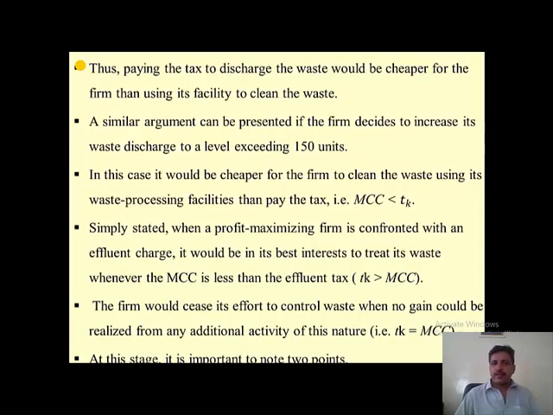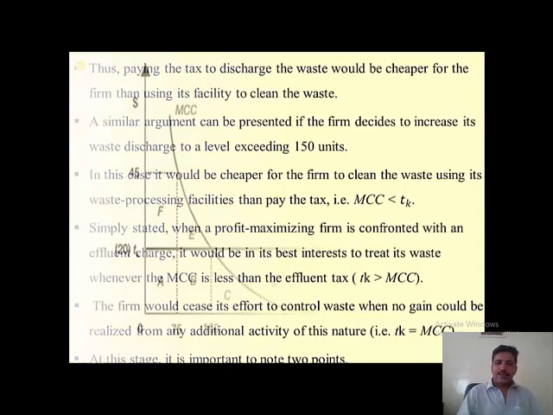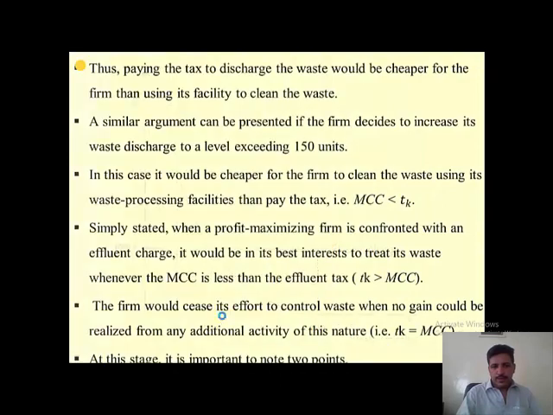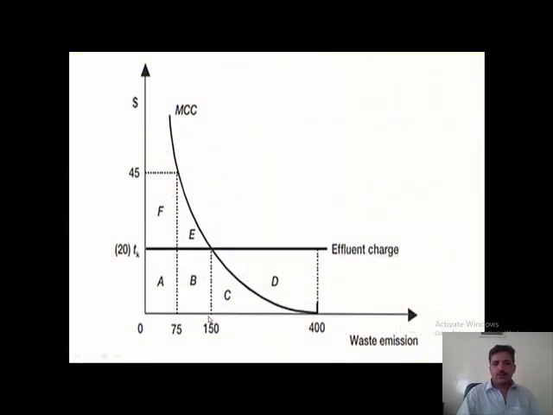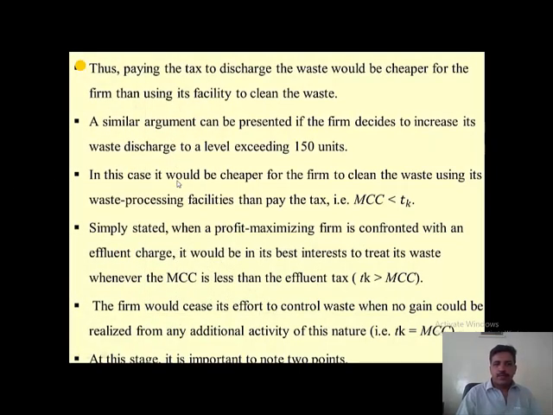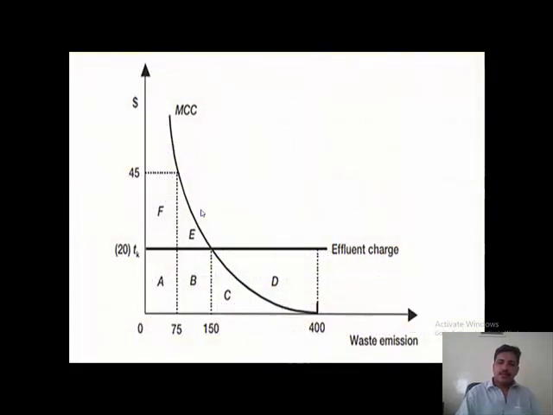A similar argument can be presented if the firm decides to increase its waste discharge to a level exceeding 150 units. Because if it discharges in this range, the effluent charge will be greater than the MCC, so the firm would like to clean its waste itself. In this case, it will be cheaper for the firm to clean the waste using its waste processing facility than to pay tax, because we see in this curve that MCC is less than the effluent charge. So the firm would like to adopt its own facility.